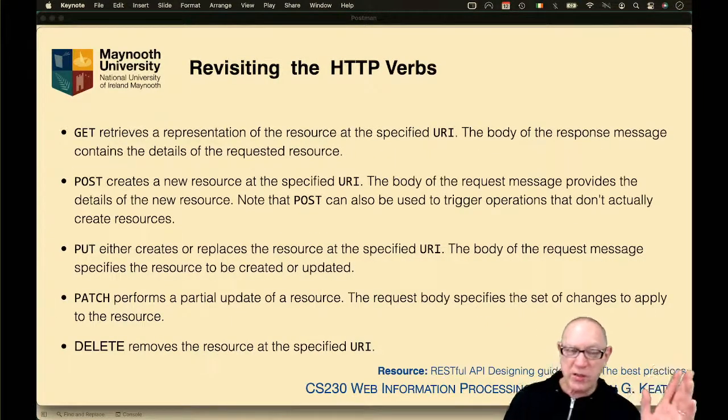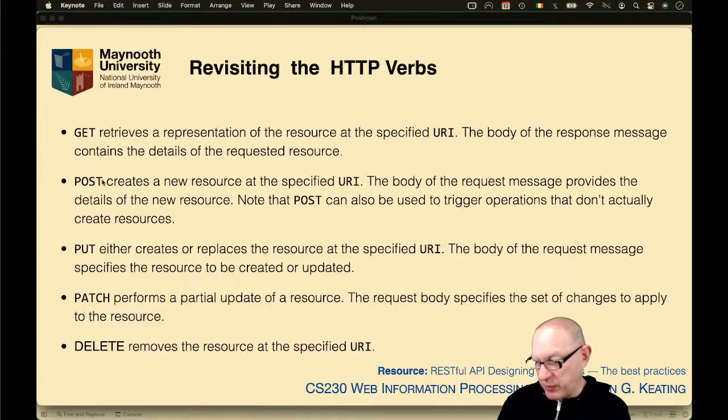So we want to go back and look at our verbs. Okay. GET retrieves a representation of a resource at the specified URI. The body of the response message contains the details of the requested resource. POST creates a new resource at the specified URI, and the body of the request message provides details of the new resource. POST can also be used to trigger operations that don't actually create resources as well.